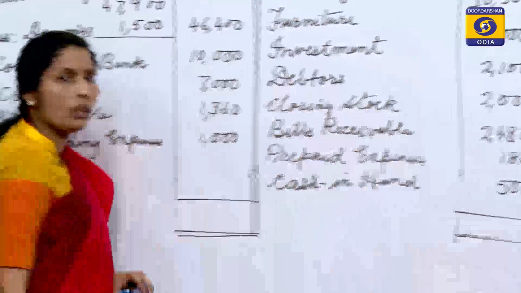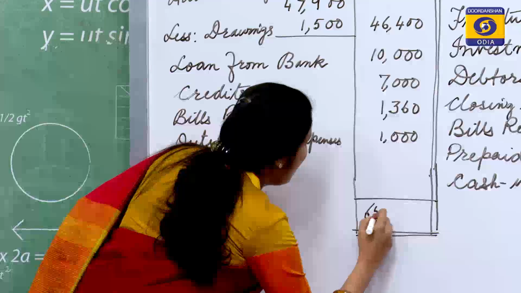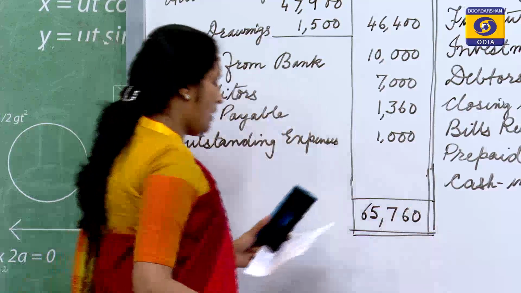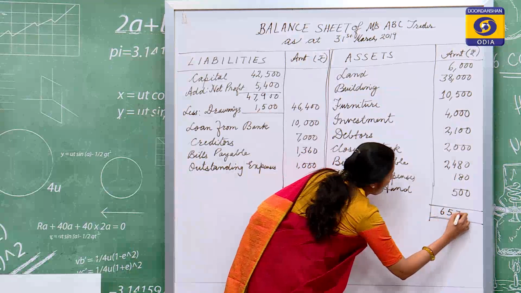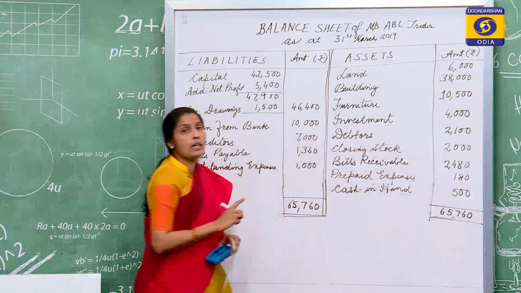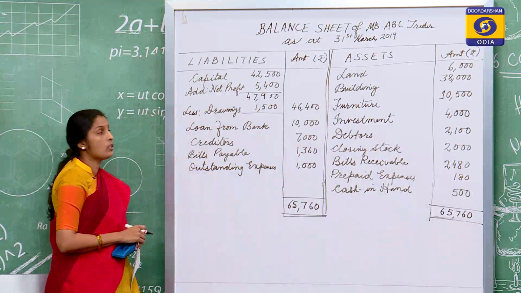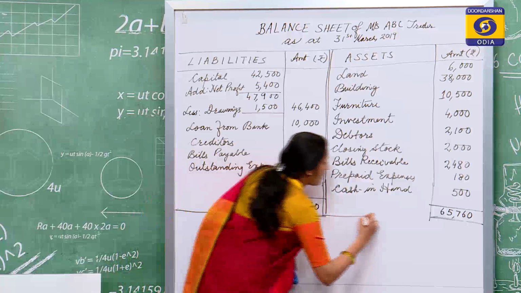So the totaling will be 65,760, and on the asset side as well it should be 65,760. Now it's important that both the sides, the asset side as well as the liability side in the balance sheet, must tally. And once you are done, we'll just close this.